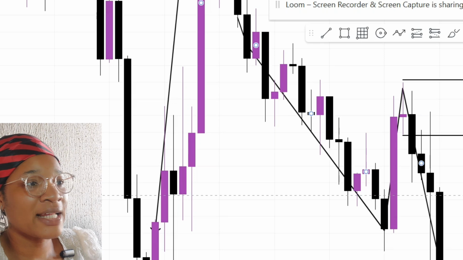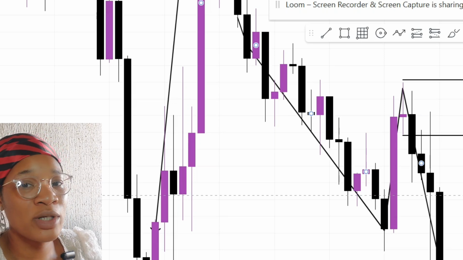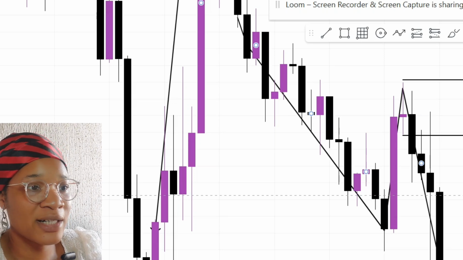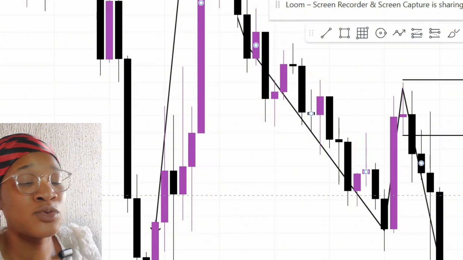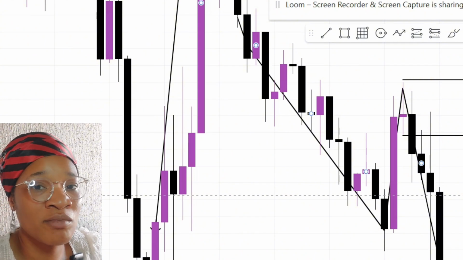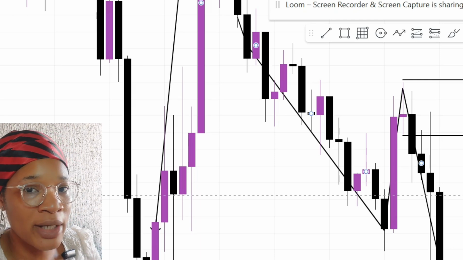Like I always say, make sure you always go and practice, so that when you just open your chart, you are able to instantly spot where the pullback is and be able to join the market.